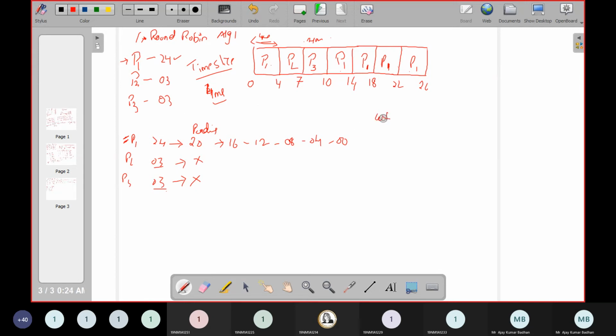Now, what is the waiting time? Since all the processes have arrived at time interval 0, I don't have to subtract it, because minus 0 will give the actual value. So what is the waiting time of the process P1? Waiting time for the process P2 is how much? And waiting time for the process P3 is how much?